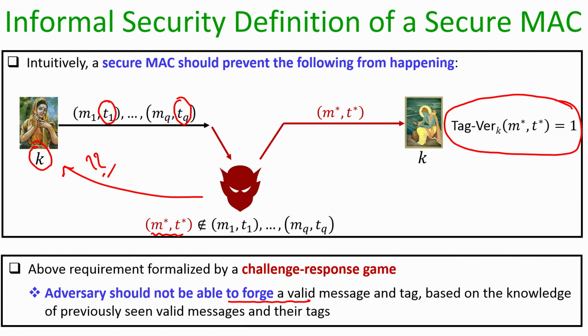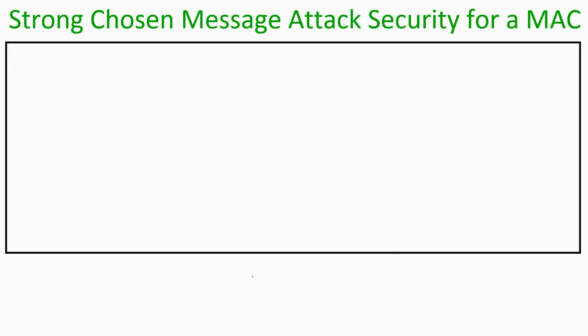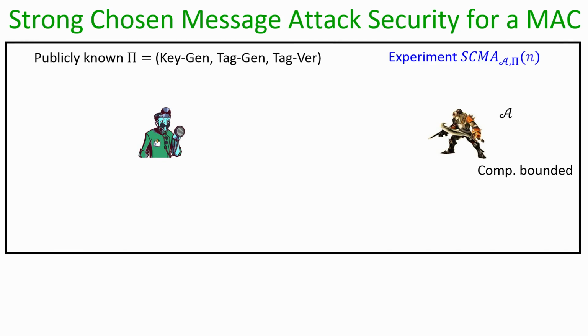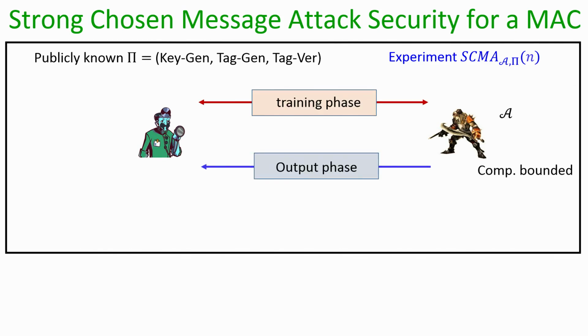That is the intuitive goal which we want to capture through a formal definition, and as we have done for all the cryptographic primitives in this course, this intuitive requirement is going to be captured formally through a challenge response game, where we have two kinds of security notions. The first experiment corresponds to a stronger security guarantee, which we call strong chosen message attack security, or SCMA in short. We have a computationally bounded adversary in this experiment, and a hypothetical verifier, and the experiment basically consists of a training phase and an output phase.